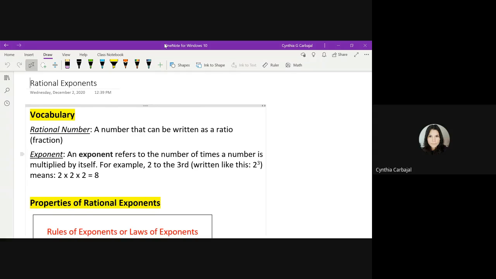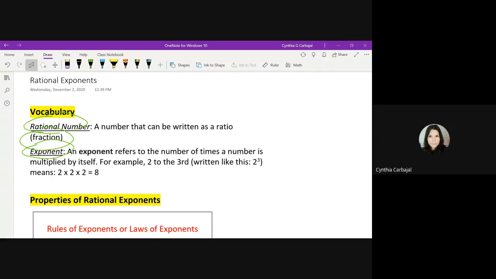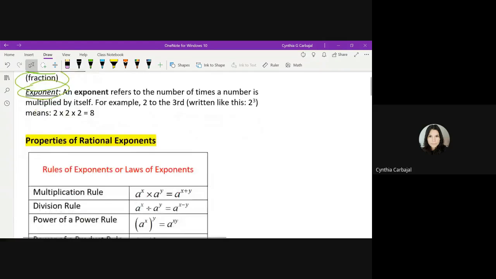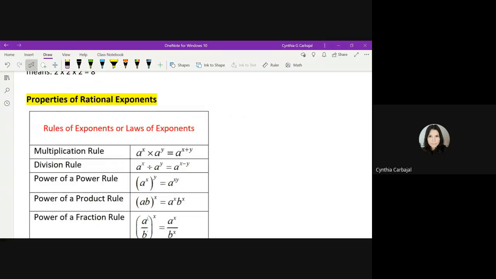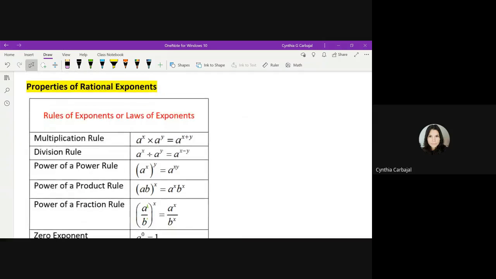which equals 8. So today our exponents are going to be written as a rational number, meaning as a fraction. Okay, so that's what we're going to be able to understand at the end: what a rational exponent is and how it affects our numbers or our expressions. In order for us to also do today's assignment, what we need to review is rules of exponents or laws of exponents, which you saw in Algebra 1.